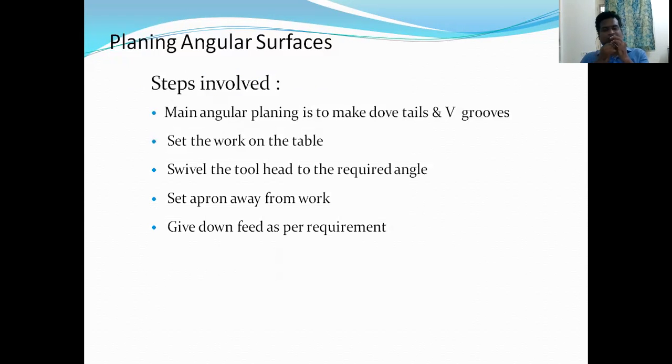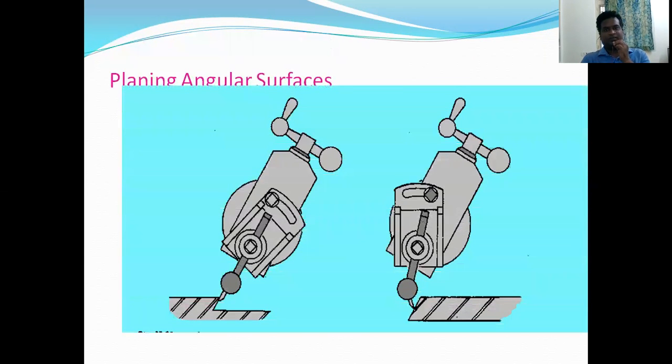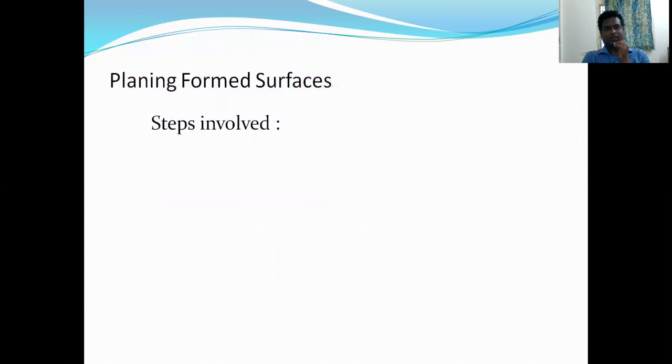Okay? So the main purpose of angular planing is to make dovetails and V-grooves. Set the workpiece on the table, swivel the tool head to the required angle, set the apron away from the work, and give down feed as per requirement. So as we have observed in these diagrams, the shapes are also there in the animation. Planing for form surfaces.